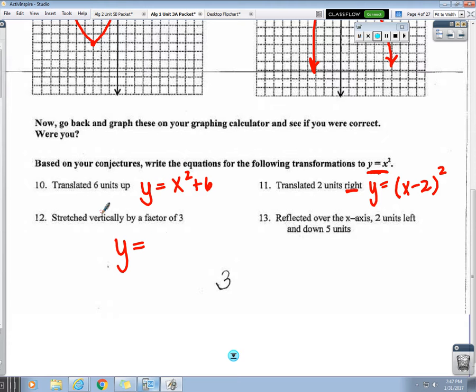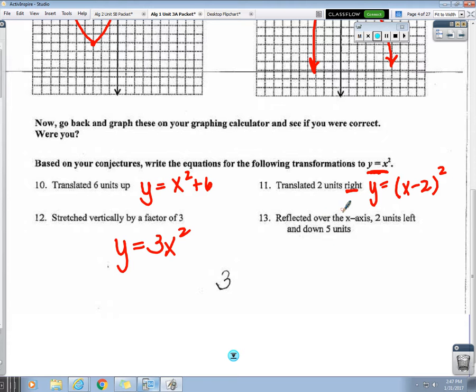Okay, what if we want to just stretch it vertically by a factor of 3? No, that'd be vertical stretch. Okay. So how do you stretch it vertically by a factor of 3? Right, you just throw a 3 out in front. Whatever number you want to stretch or shrink it by, you put it in the front. If it's a stretch, it's over 1. If it's a shrink, it's a number below 1.